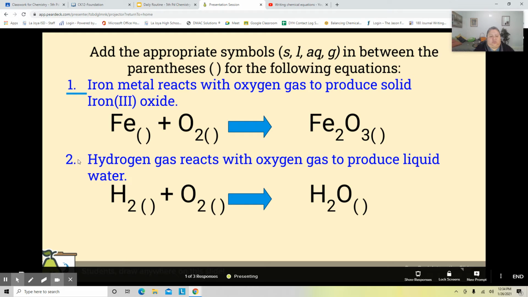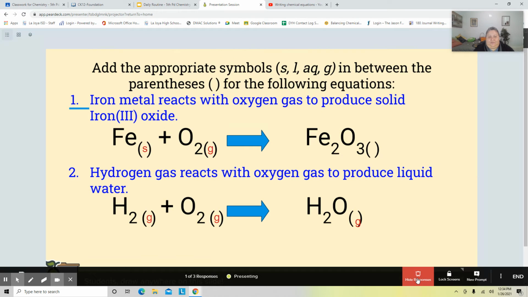Number 2, hydrogen gas reacts with oxygen gas to produce liquid water. Okay, I think number 2 is a little bit easier than number 1 because there might be one here that's a little bit confusing, but everything else, the state of matter is in the name or in the sentence.